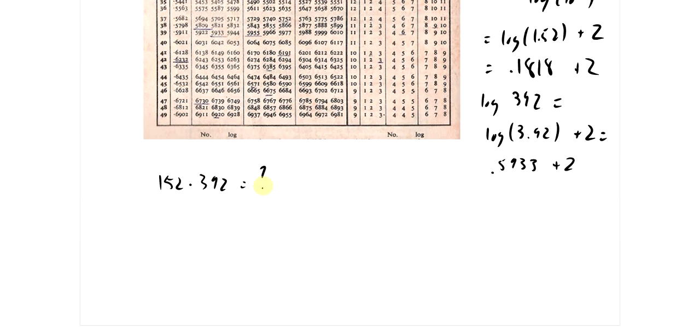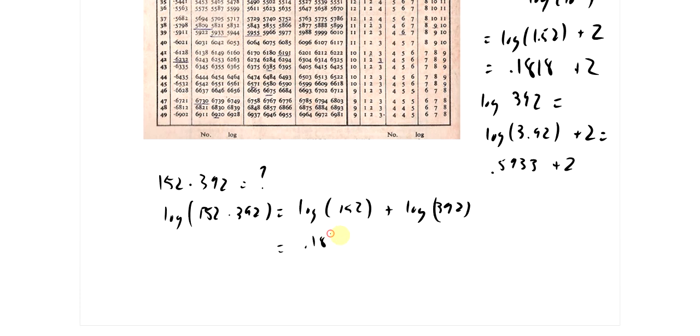And what we found is that log of 152 times 392, what's that? Well, according to the log rules, that should be log of 152 plus log of 392. But we know what those are. Log of 152 is 0.1818 plus 2. Log of 392 is 0.5933 plus 2.